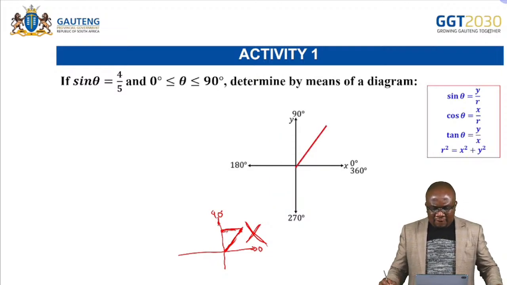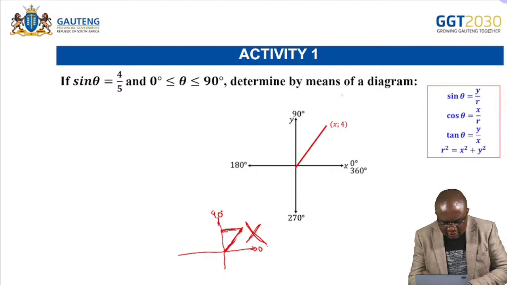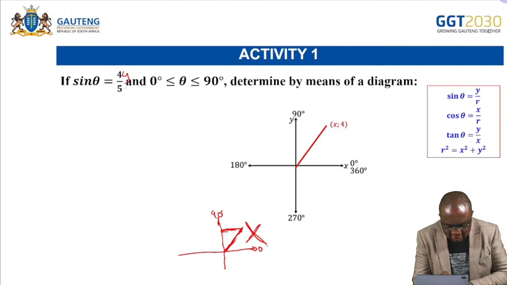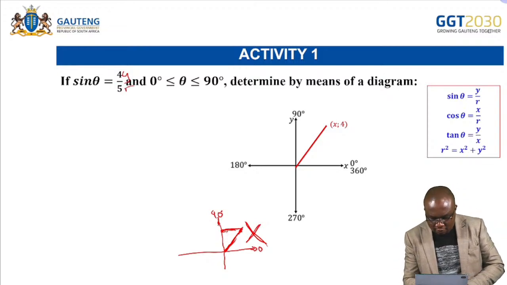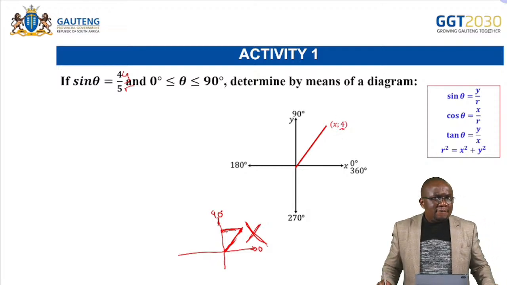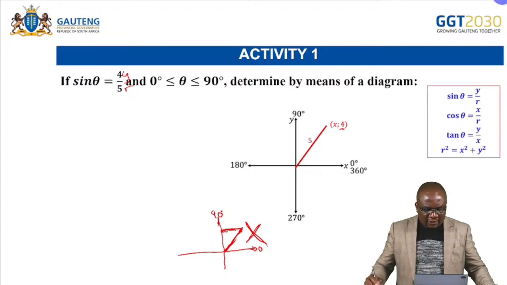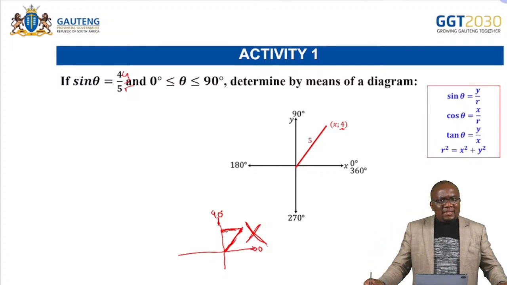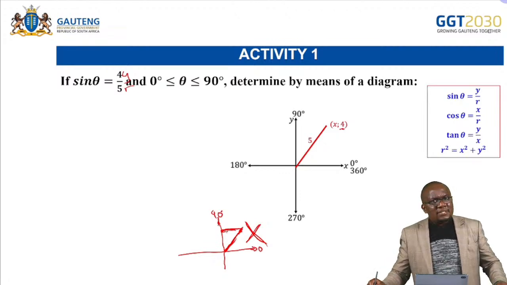We have our X. Oh, we said what? This is Y, this is R. So we don't have X, we have Y. This is the 4. You see that? The Y. And then where do you write the R? The 5. Along the ray, the terminal ray.